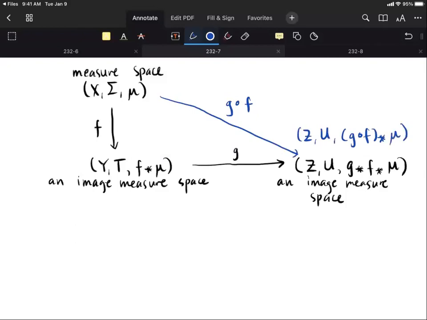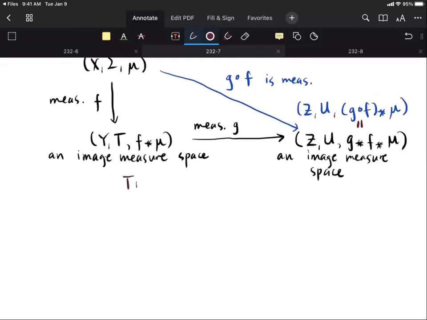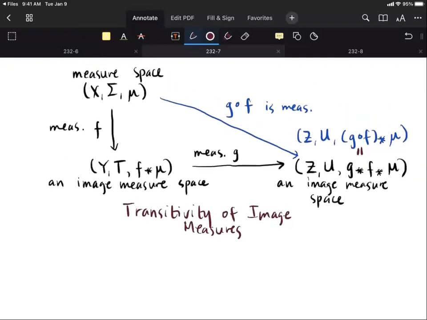Of course, here f is measurable, g is also measurable. We know that the composition of two measurable functions is again measurable. So applying the previous theorem to the composition, you have this. However, these two constructions coincide. This is what we call the transitivity of image measures. So you can either take the image measure with respect to the composition, or you take the image measure iteratively with respect to f followed by g.